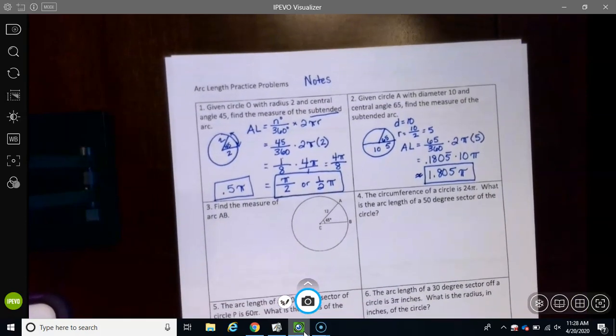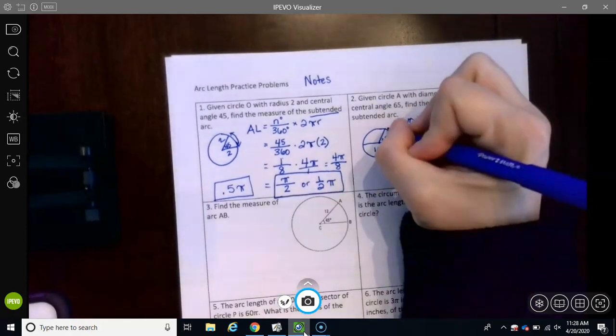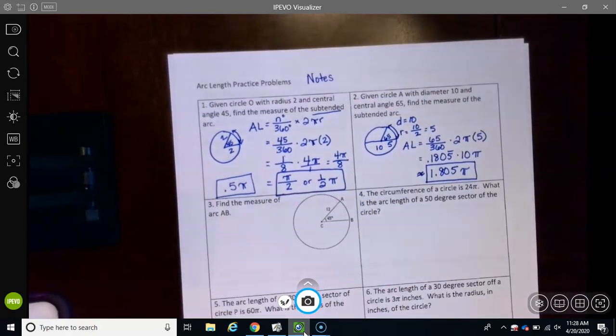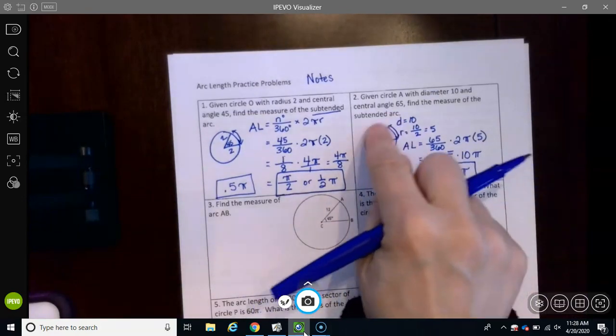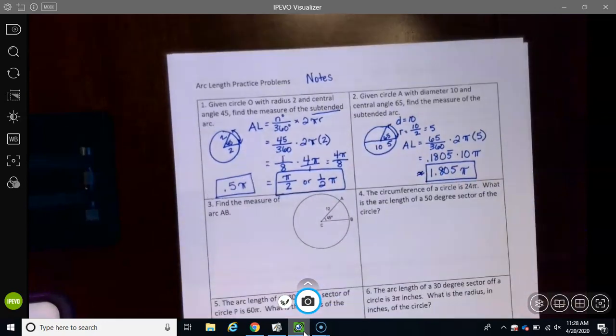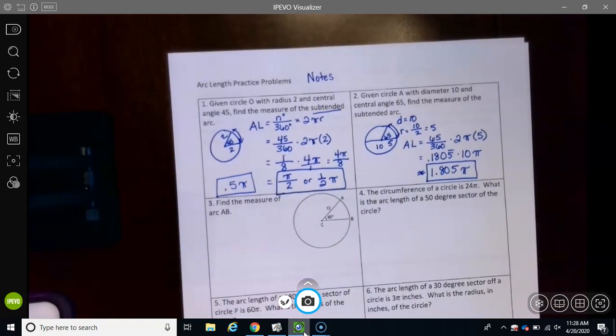All right. And again, that's this arc length from here to here. So think of this as like the crust on a pizza. We're measuring the distance of the crust on a pizza rather than the area of the pizza. All right, find the measure of arc AB.